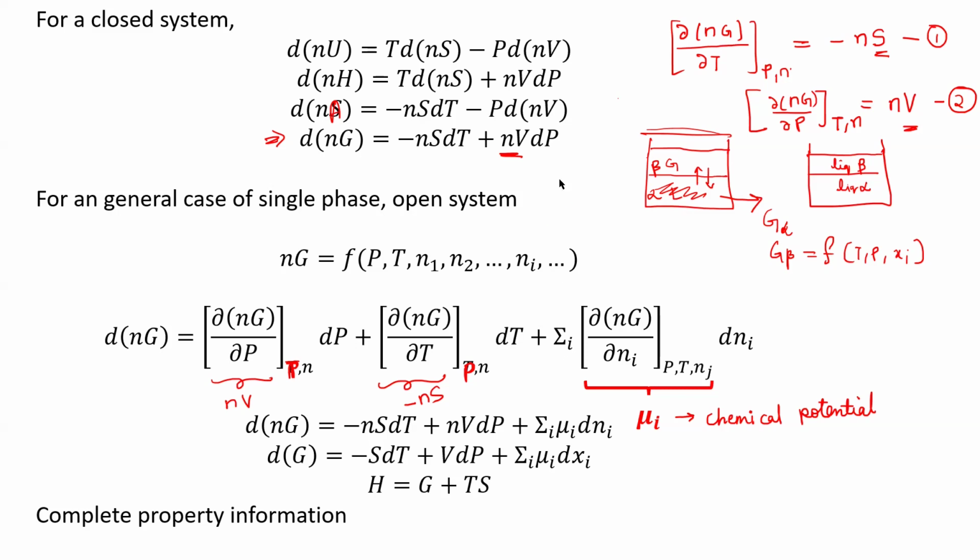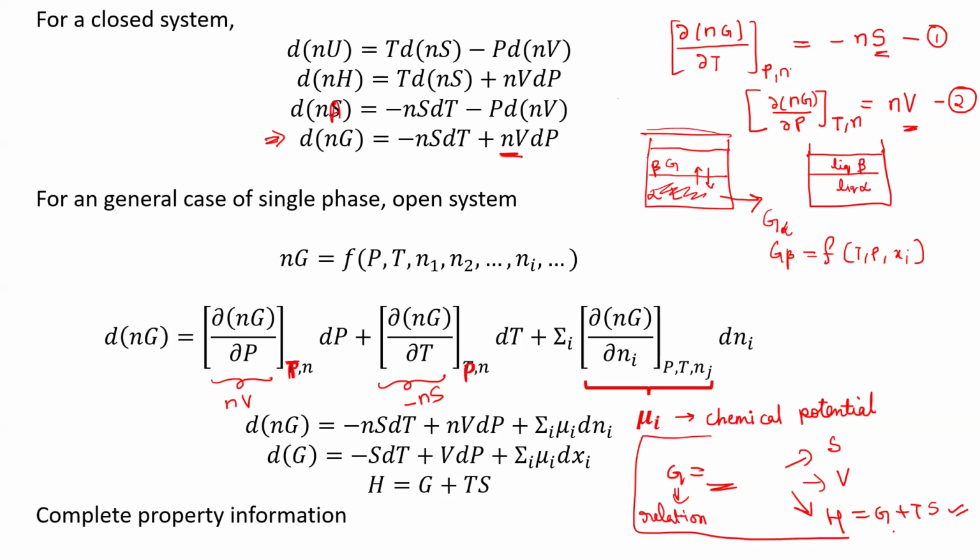When you have a relation for G already, you get what S is, what V is, and also H, which is defined as G plus TS. So if we have a relation for G, then we will have the complete property information.